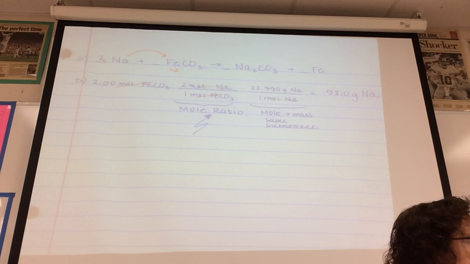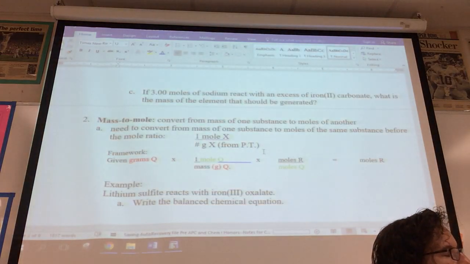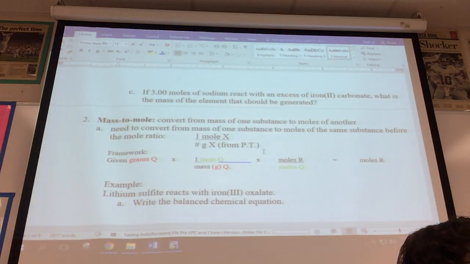All right, look at C. It says if 3 moles of sodium react with an excess of iron(II) carbonate, what is the mass of the element that should be generated? What's your given? 3 moles of sodium. What do you want to know? The mass of the element generated.